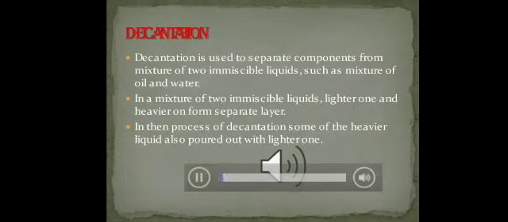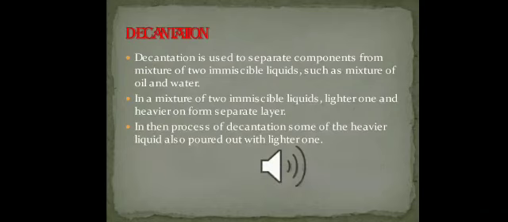Our second method is decantation. Decantation is used to separate the components from a mixture of two immiscible liquids, such as a mixture of oil and water. In a mixture of two immiscible liquids, the lighter one and the heavier one form separate layers. The lighter one can be decanted carefully into another container after the mixture settles. In the process of decantation, some of the heavier liquid is also poured out with the lighter one.